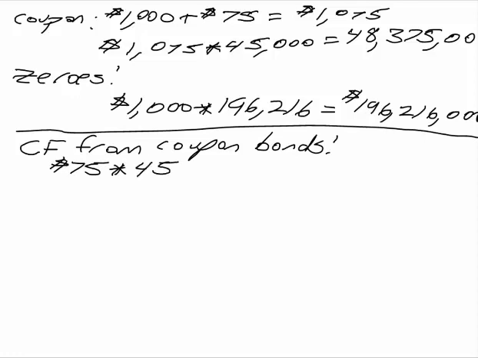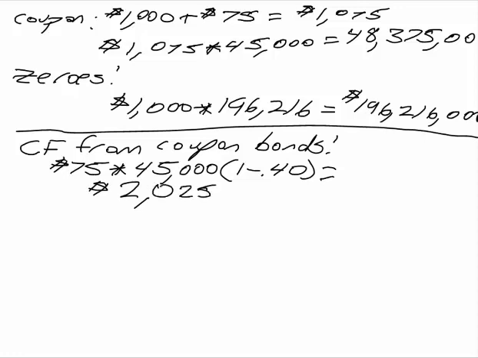We have 45,000 bonds outstanding, and because we could write off the interest expense from these bonds, because we could write off the coupon payment, we're going to multiply that amount by 1 minus our 40% tax rate. This gives us a cash outflow of $2,025,000.